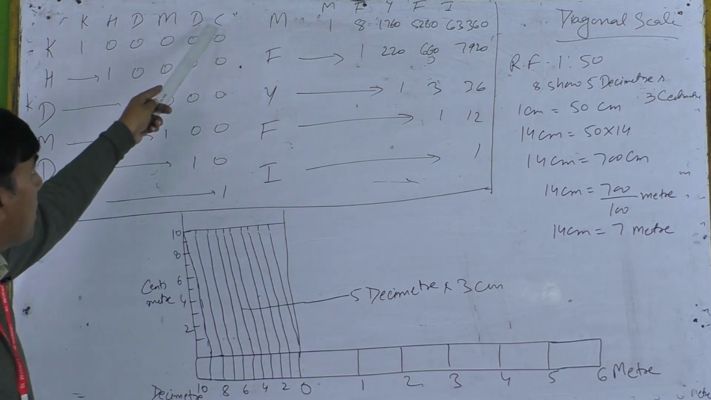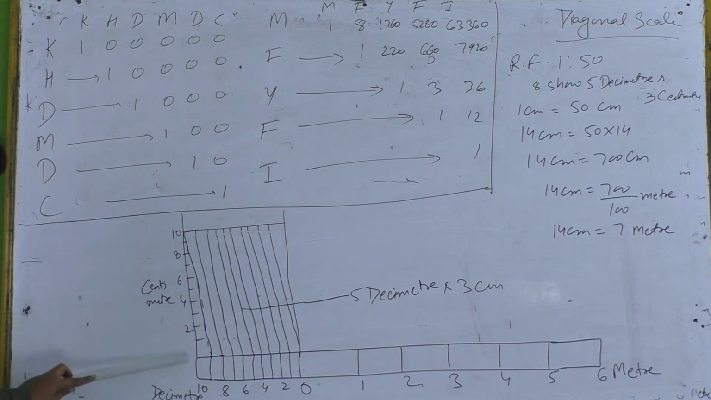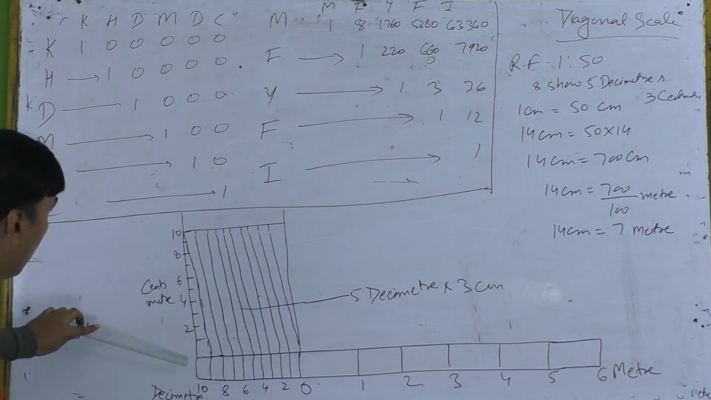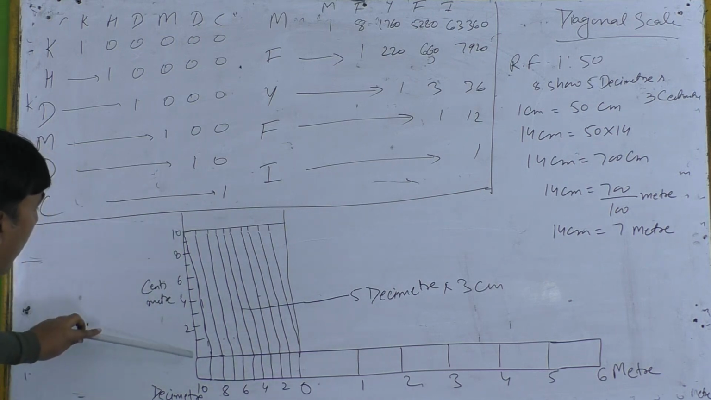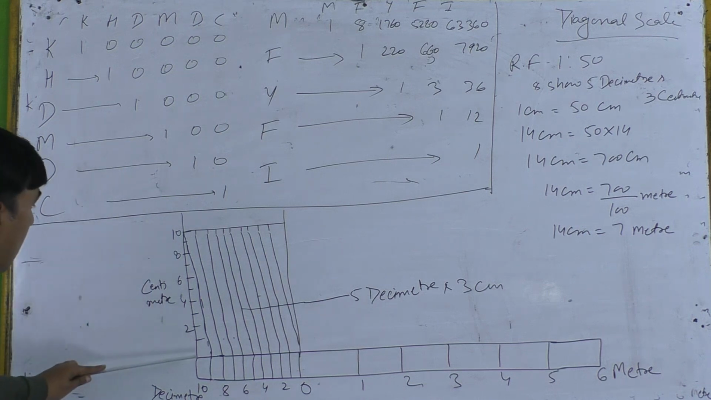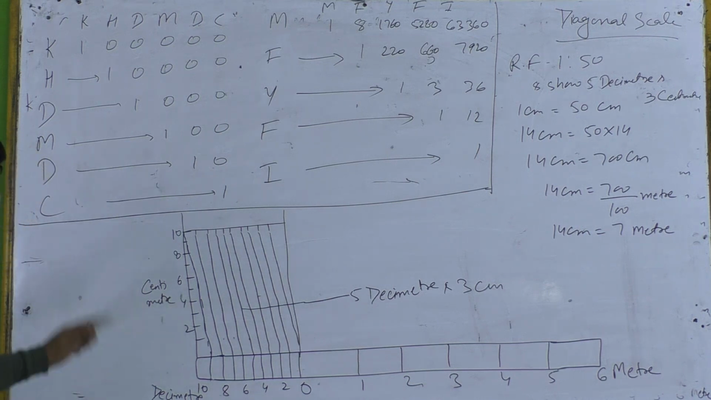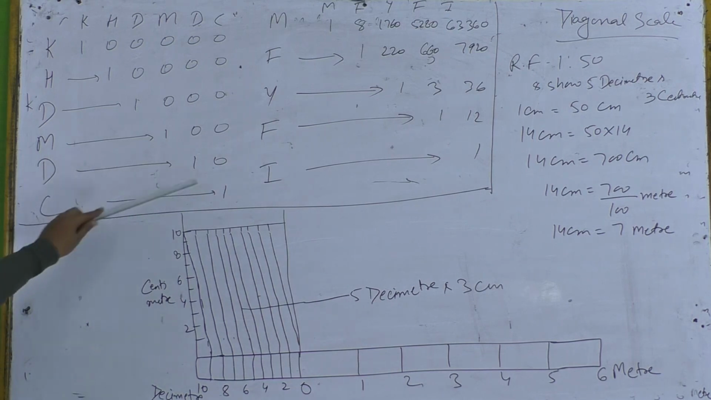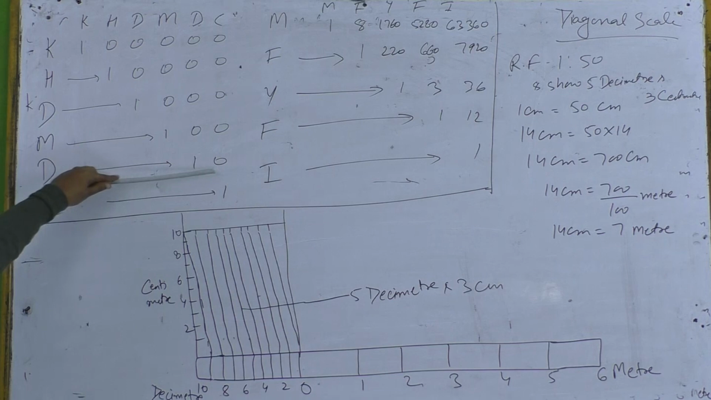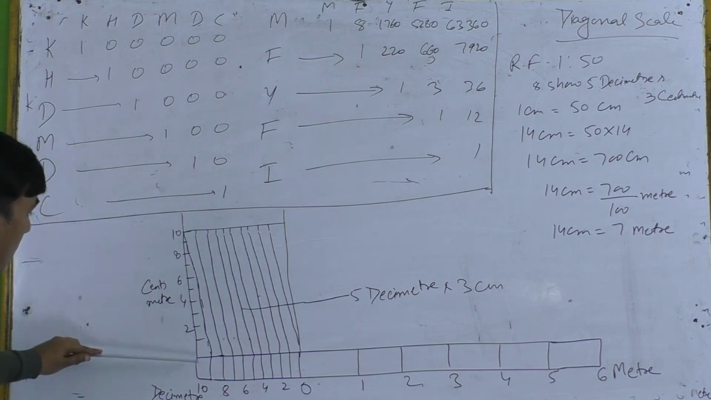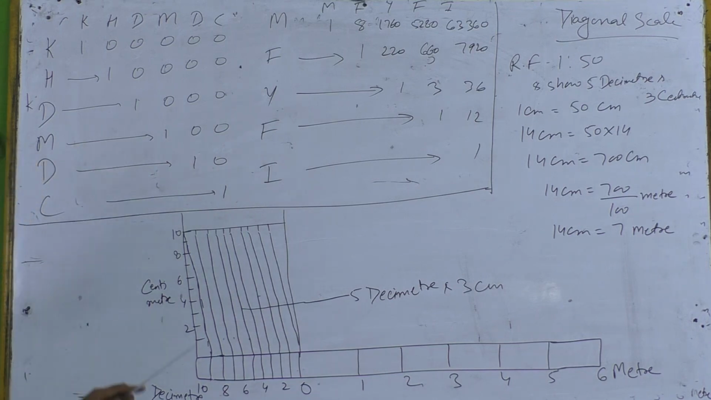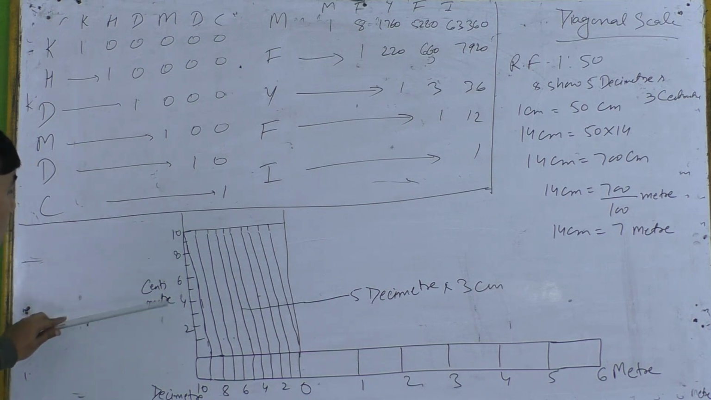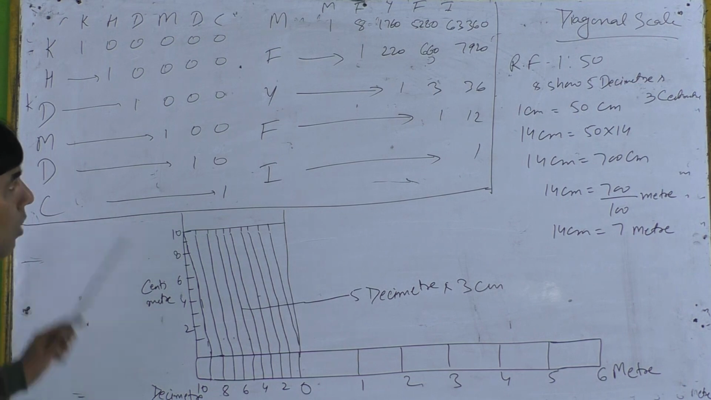So where are we showing the centimeter? Here. So take the perpendicular from this point, okay, and divide into how many parts? 10 parts. Why? Look here. 1 decimeter shows how many centimeters? 10 centimeters. So that's why this line is divided into 10 equal parts, 1, 2, 3, 4 up to 10 centimeters.